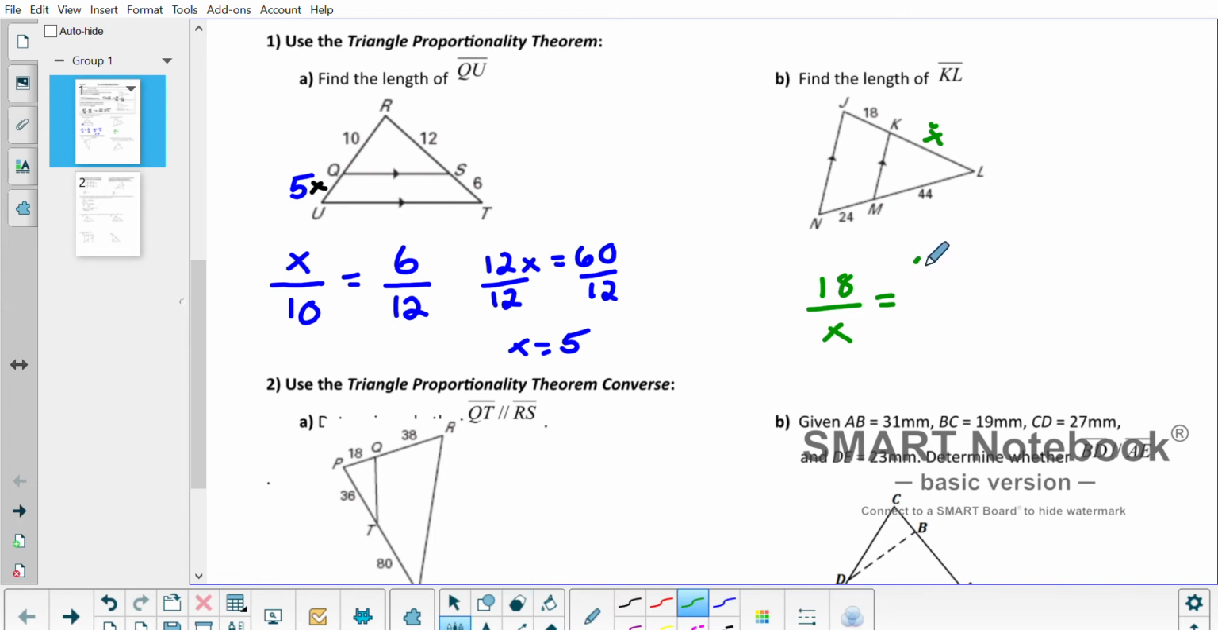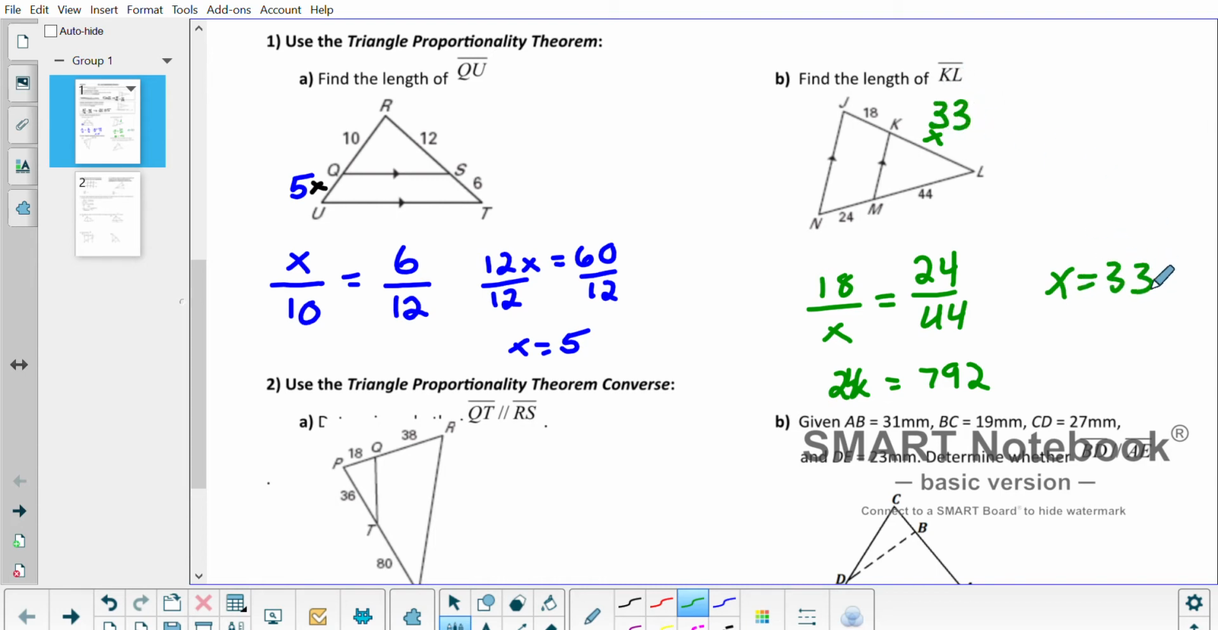So we got 24 over 44. 24x equals 18 times 44, which is 792. 792 divided by 24 is going to give us x equals 33.